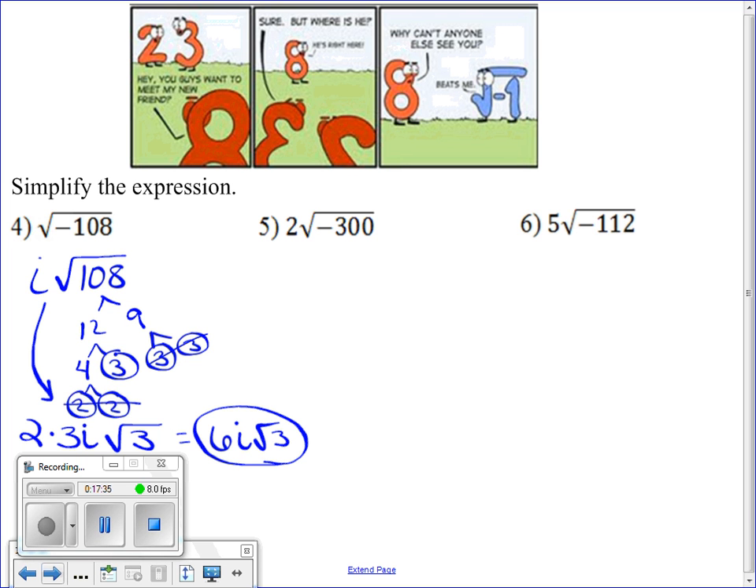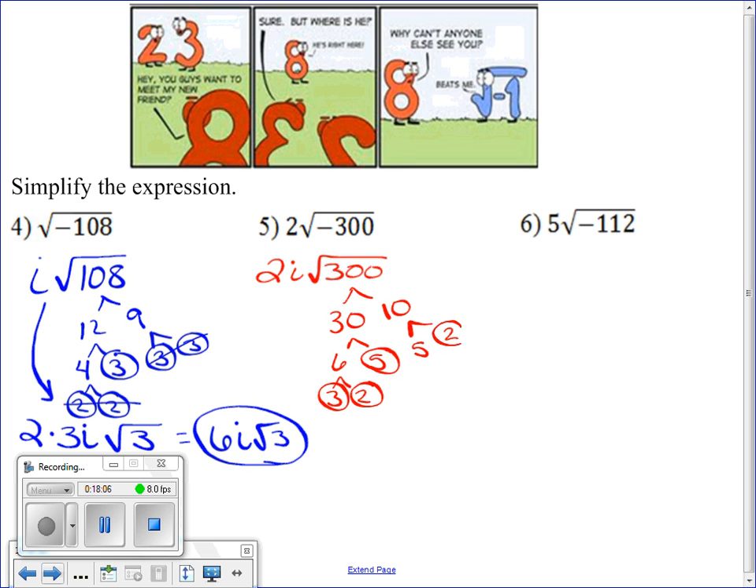Take the negative out as an i. So I'm going to have 2i radical 300. Pull that negative out as your i. And now we can simplify from there. So 300, 30, and 10. Okay, 30: 6 and 5. It's always interesting to hear where you guys multiply with those. Then 6 is 3 and 2. 10, 5 and 2.